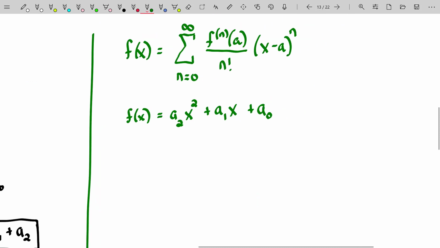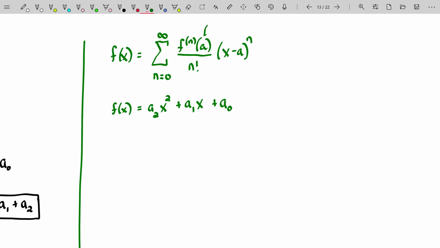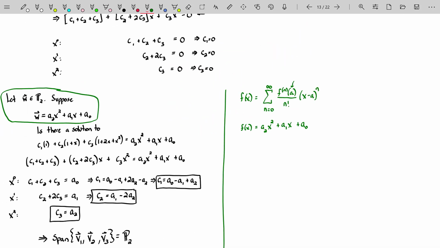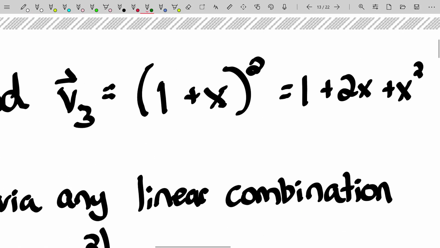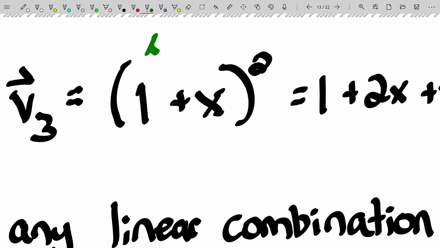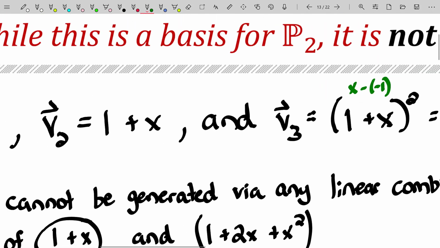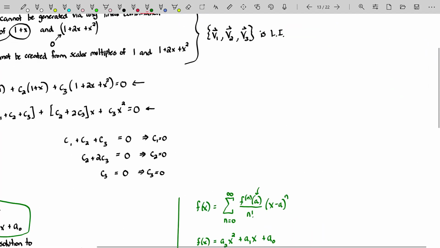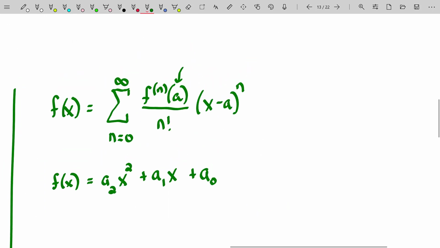You start with your polynomial, and remember, we'll need to evaluate the polynomial at the new center. We're going to recenter this polynomial at, well, if you take a look at our vectors, they're all not at x, but instead at x minus a negative 1. That's vector v sub 3. V sub 2 is also centered at x minus a negative 1, and v sub 1 is a constant. That's centered anywhere. It doesn't really matter. So we're going to let a be negative 1 in this expansion.